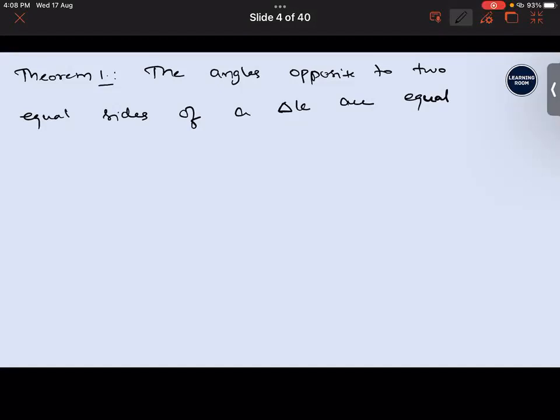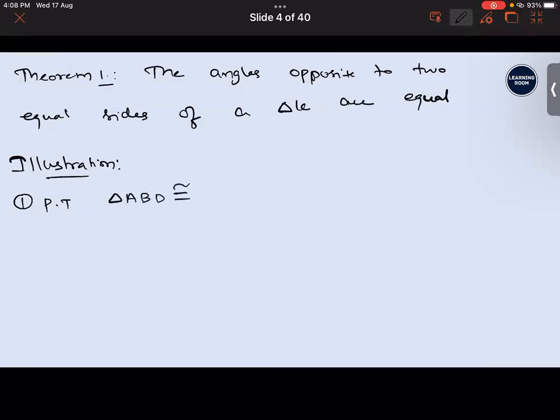It can be an equilateral also if the third side is also equal. Right. So based on this, let's try out an illustration. Number one, an example. They are asking us to prove that triangle ABD is congruent to triangle ACD. Prove that.